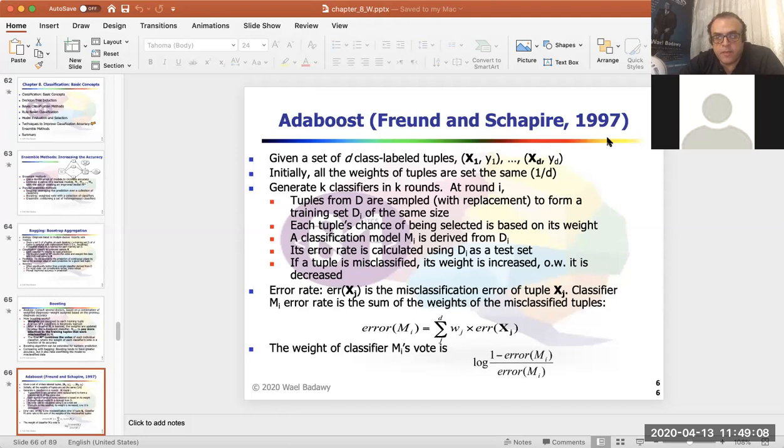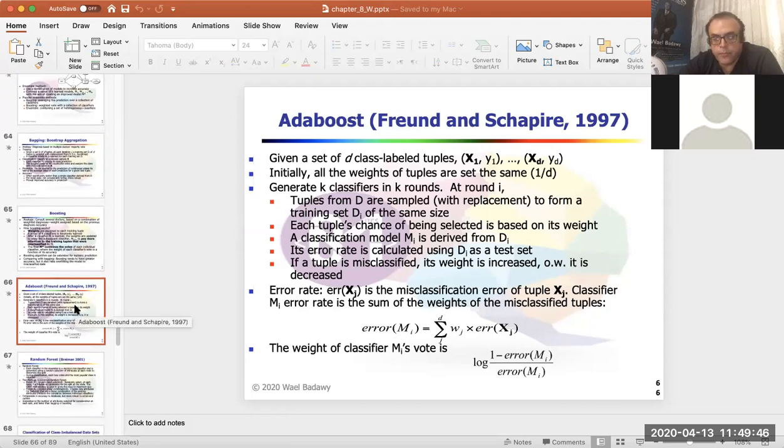AdaBoost is an algorithm that was produced in 1997. It's just an example of how these enhanced systems have been made. It basically gives a weight based on the error rates. So basically the weight of the classifier will be log of (1 minus the error of Mi) over the error of Mi. So here is an example where I try to use the misclassified tuples to adjust the weighting.